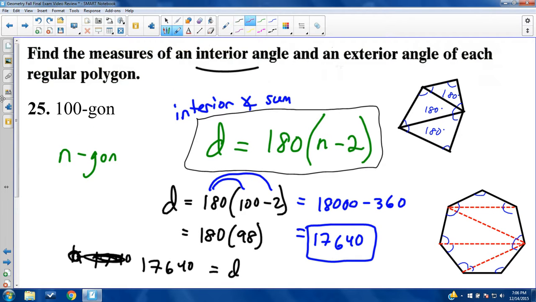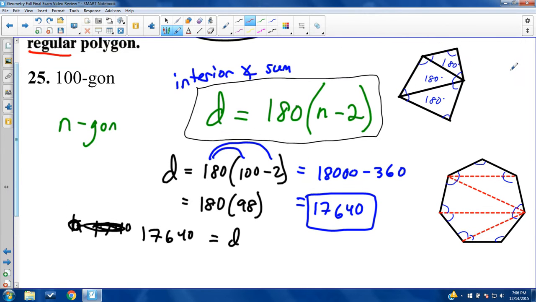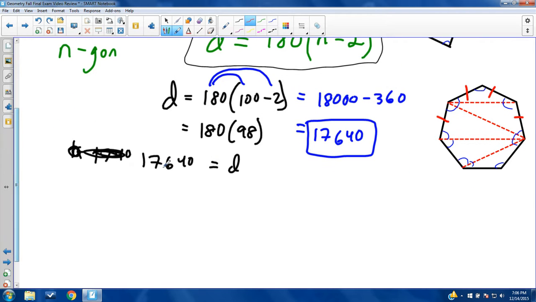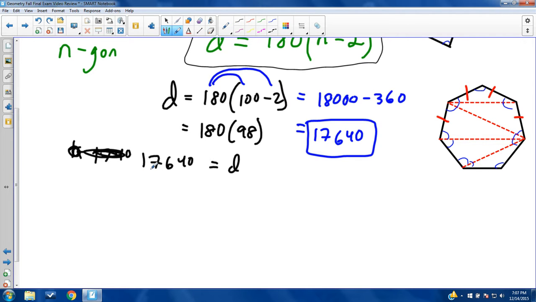Now, the key word for this thing is going to be regular polygon. So regular polygon means all sides and all angles congruent. This that I drew was not a regular pentagon. This that I made was a regular heptagon. All sides and angles congruent. Now, all sides doesn't really matter here. The angles do, though. If there are 100 sides in my polygon, that means there are 100 angles. If there are 100 angles, I divide by the number of sides, and I will get the measure of one interior angle.